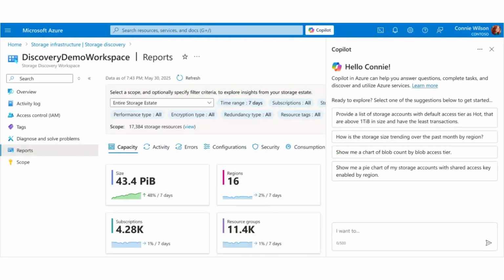Because it surfaces accounts with low transaction counts, hot tier usage, shared key use, redundancy settings, and other actionable items, the main benefit is fast, actionable visibility to optimize storage cost and compliance across large multi-subscription estates.